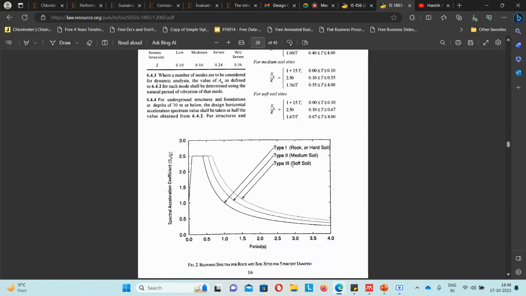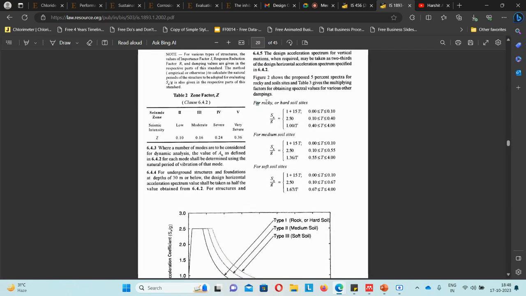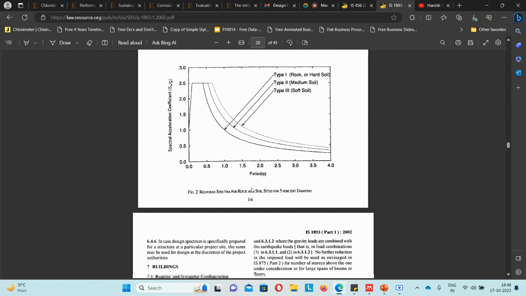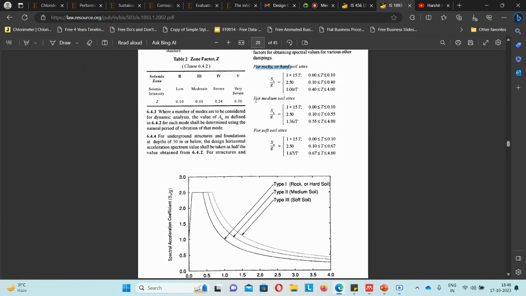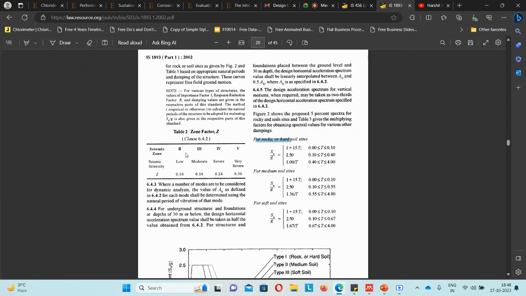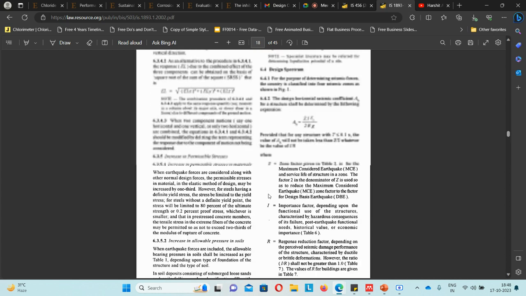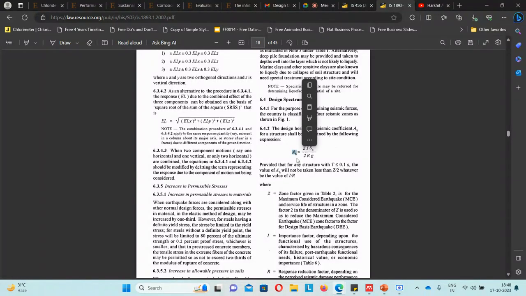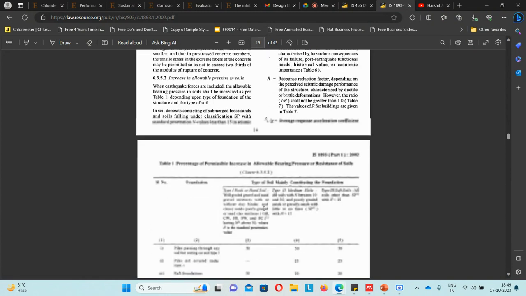So you can see here, based on the type of soil, you can calculate the Sa/g value. Based on the seismic zone you are present in, you get the zone factor value. And based on all these things, you get the horizontal acceleration that may be acting on the structure if seismic activity arises in the zone.